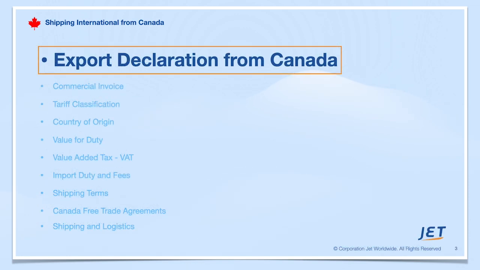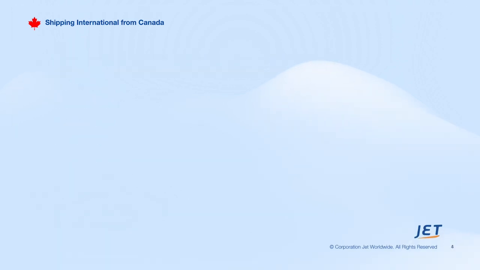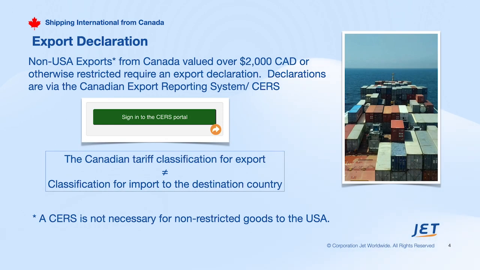Let's get started with the export declaration from Canada. Export declarations for shipments from Canada are required for goods valued over 2,000 Canadian dollars or otherwise restricted. Non-restricted exports to the U.S. do not require an export declaration. Reporting is via the Canada Export Reporting System, or CERS. And note that the Canadian HS code necessary for export may differ from the tariff classification necessary for import to the destination country.